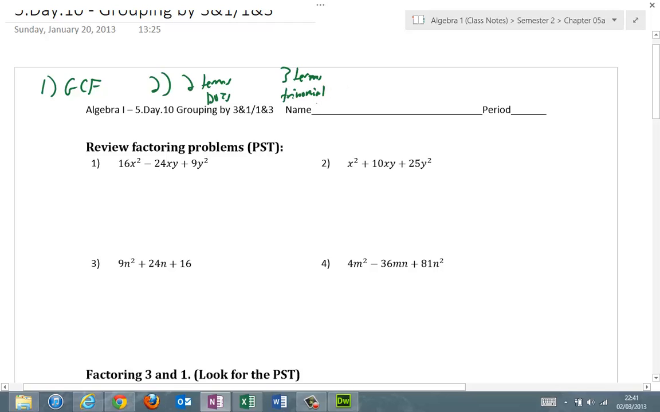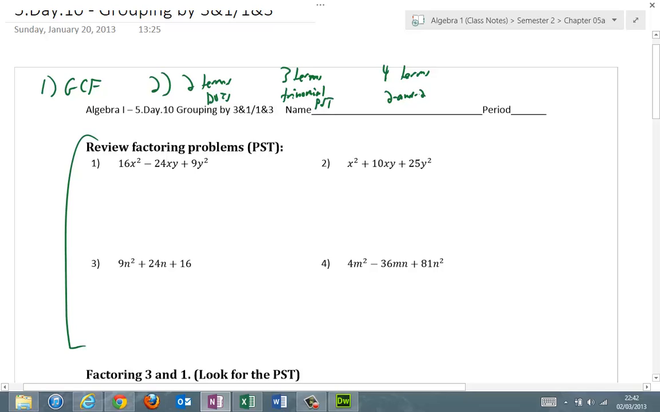We have a special type of trinomial factoring called perfect square trinomials. That's what the first set of four problems here reviews. We also have four-term factoring, and we did a type yesterday called 2 and 2. And we're going to do one more type of four-term factoring today.